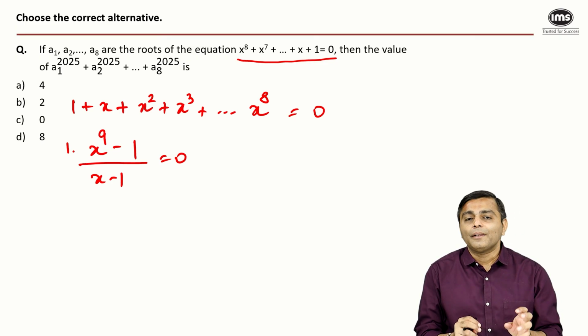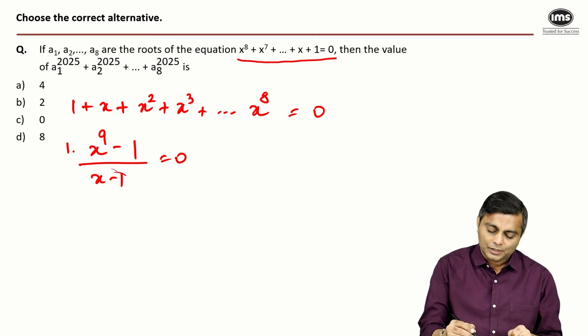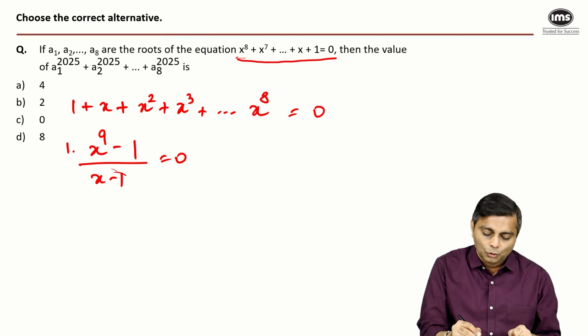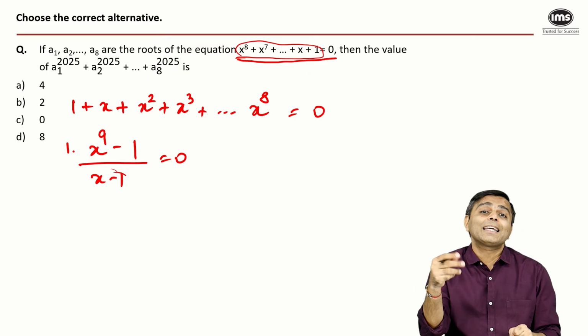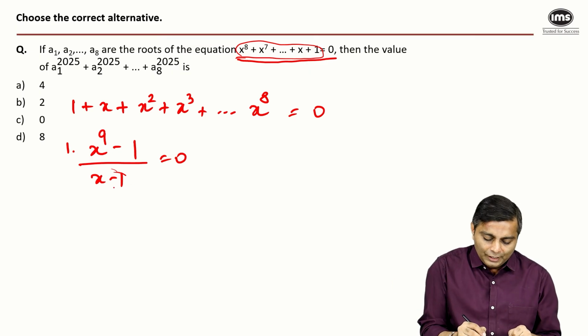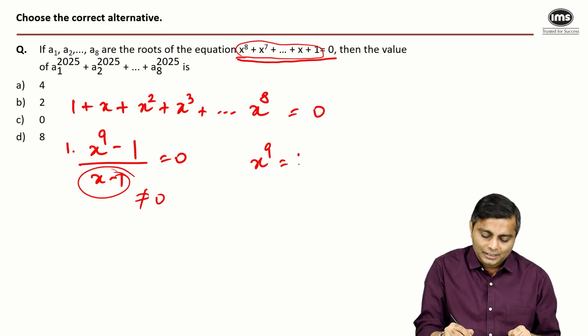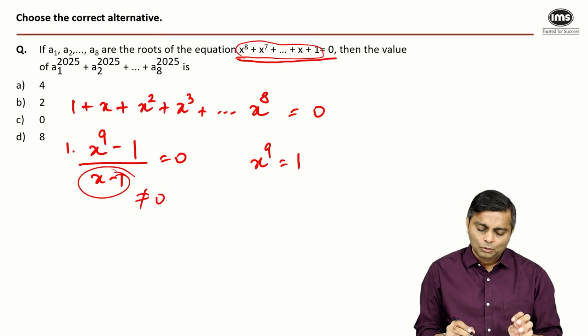x minus 1 cannot be equal to 0. If x minus 1 is equal to 0, x will be equal to 1. And if all x's are 1s, imagine, then that cannot be equal to 0. So this is definitely not equal to 0. So we can say x raised to 9 minus 1 is equal to 0, x raised to 9 is equal to 1.